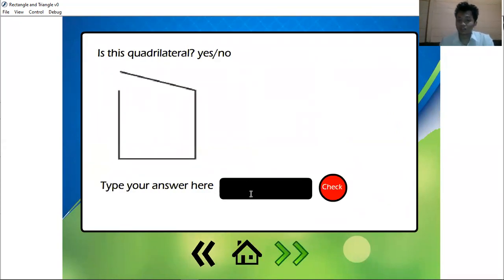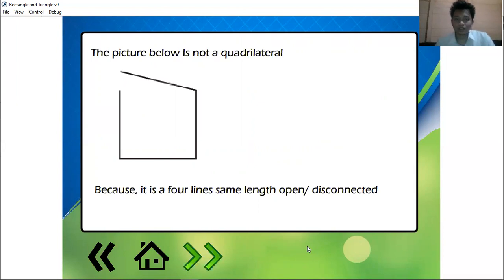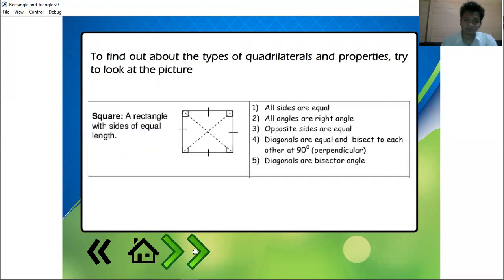Next, is this a quadrilateral? Yes or no? It's no. Incorrect. The picture below is not a quadrilateral because it has four lines of the same length, but they are open or disconnected. To find out about the types of quadrilaterals and their properties, try to look at the picture.